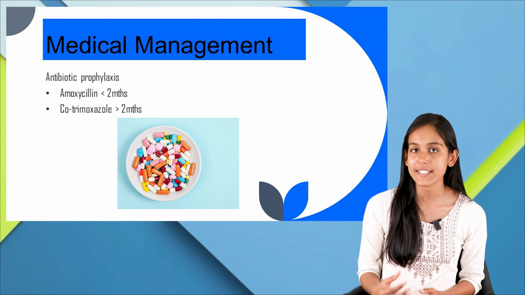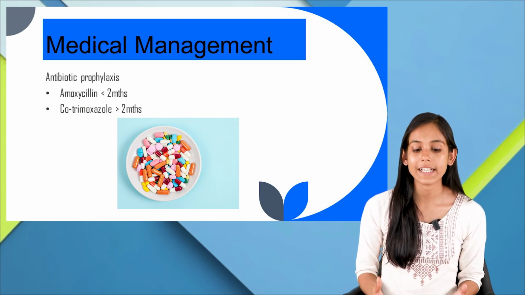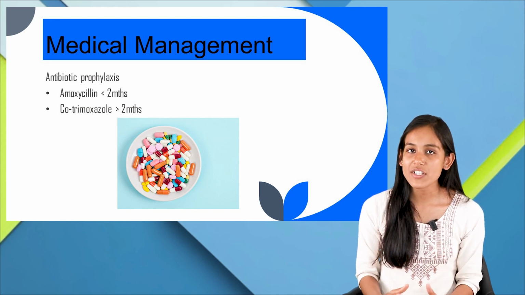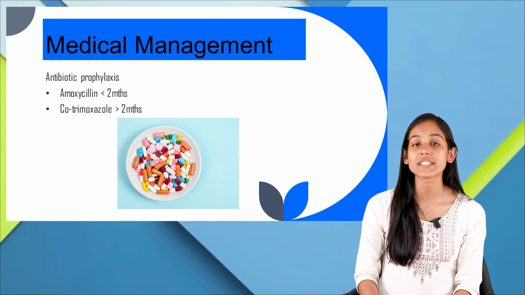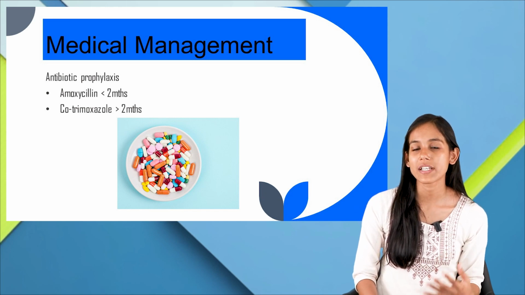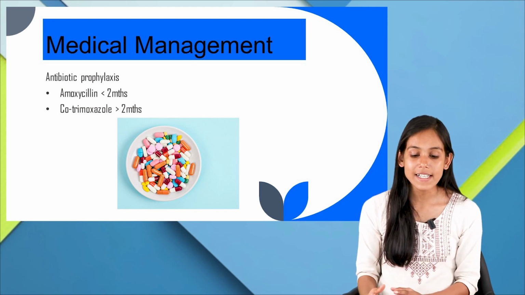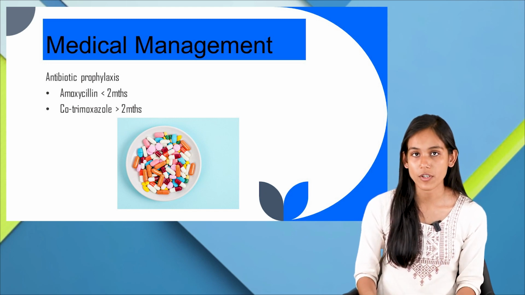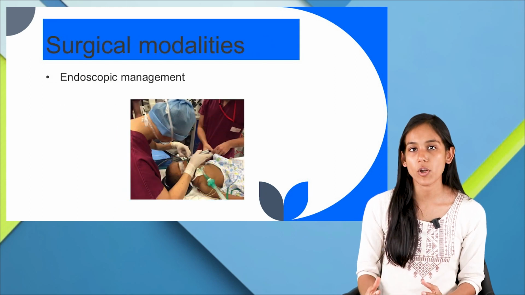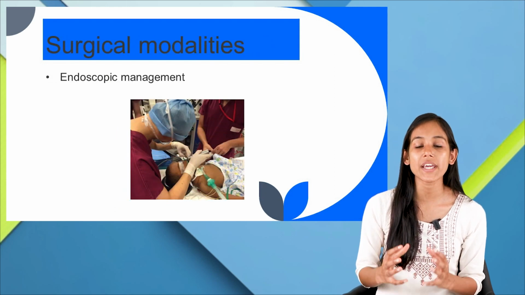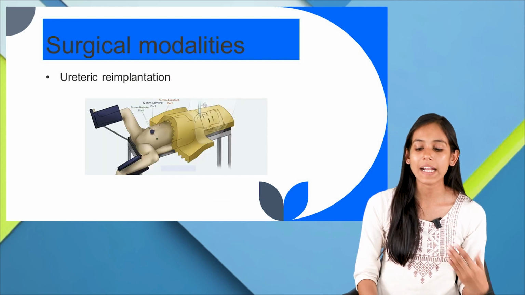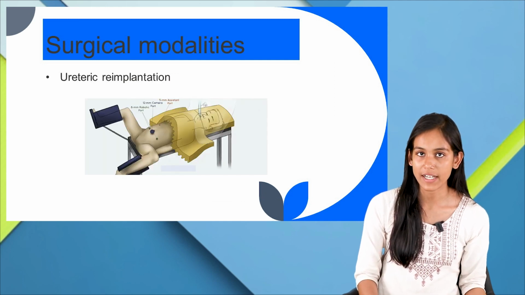Here there will be extended use of prophylactic antibiotics. If the child is less than 2 months old, then the child will be given amoxicillin, and if the child is more than 2 months old, in that case the child will be given cotrimoxazole. Next is surgical modalities. In surgical modalities, we have endoscopic management and then we have ureteric reimplantation.